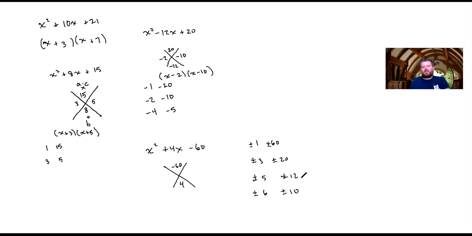6 and 10. So 6 and 10 work, right? Because I can take a difference there to get 4. So 10 and 6. And because I want a positive 4, that means I need my 6 to be negative. 10 times negative 6 is negative 60. And 10 plus negative 6 is a positive 4.